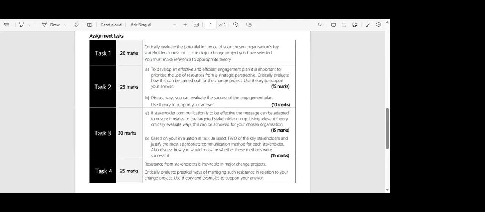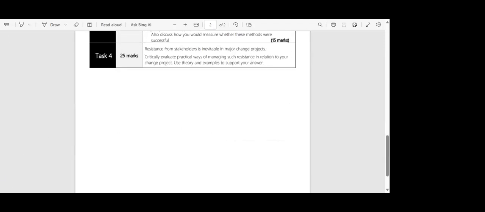Okay, so can anyone tell me what this task four is about? Just tell me what this fourth question is about. Tell me about the fourth question.